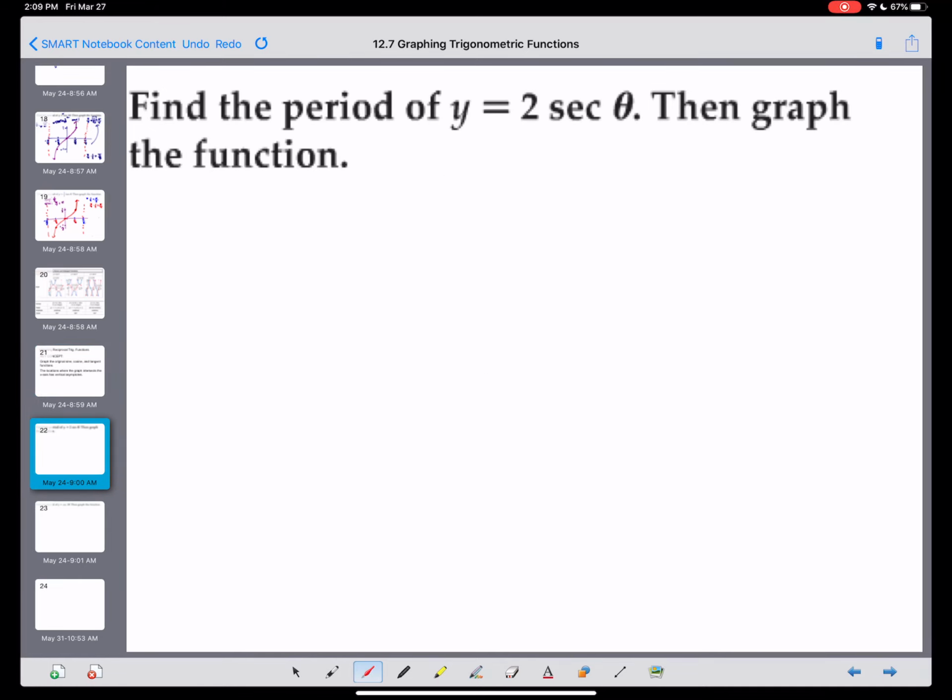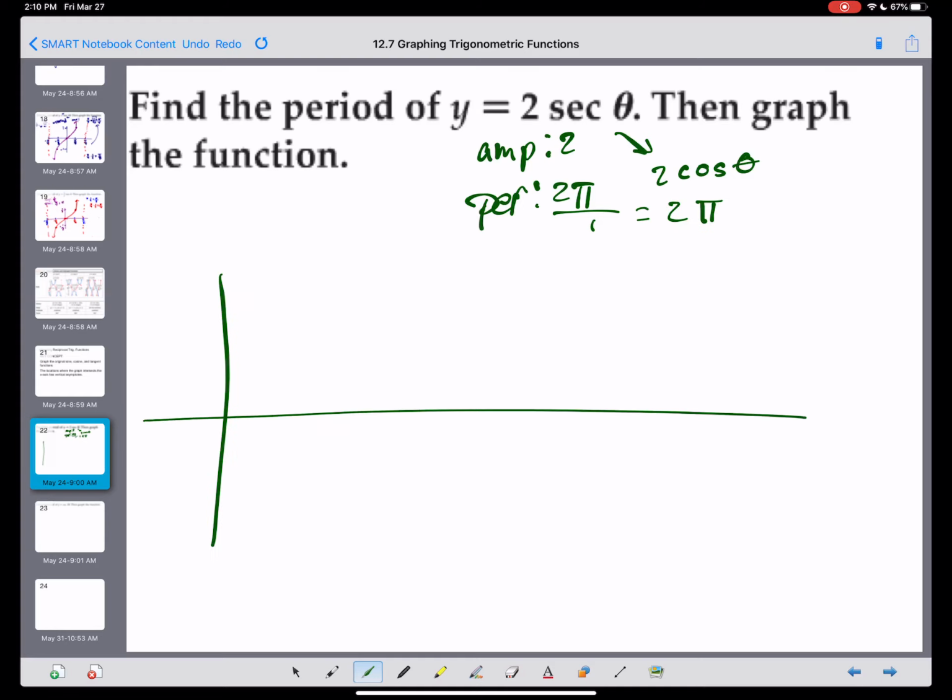Okay, so I want to graph this. y equals 2 secant theta. Pretty simple. Amplitude is 2. And you notice how we're doing secant? I want to pretend that that's really cosine, because secant and cosine are partners in this. If that's cosine, then the period is going to be 2 pi over b, which is 1. So it's just 2 pi. So I'm just going to graph out a cosine, which you guys should be good at now.